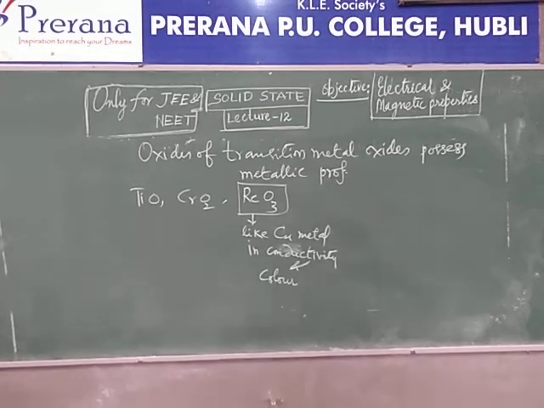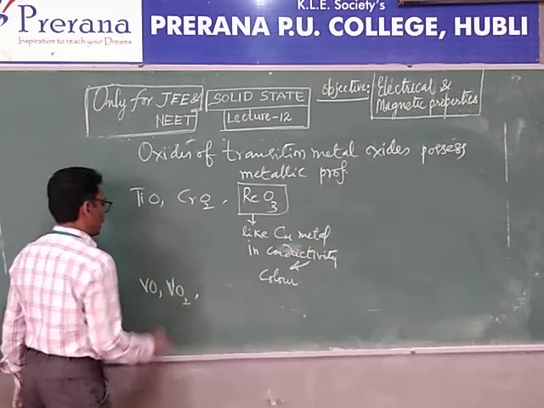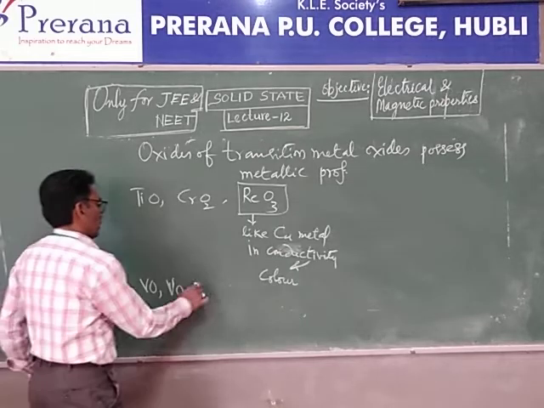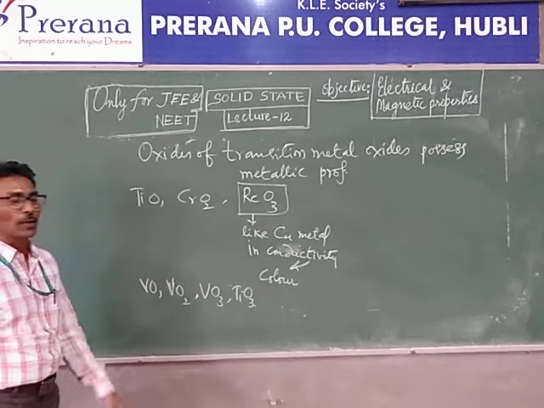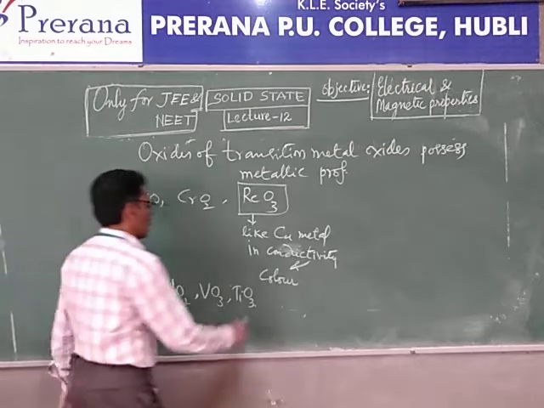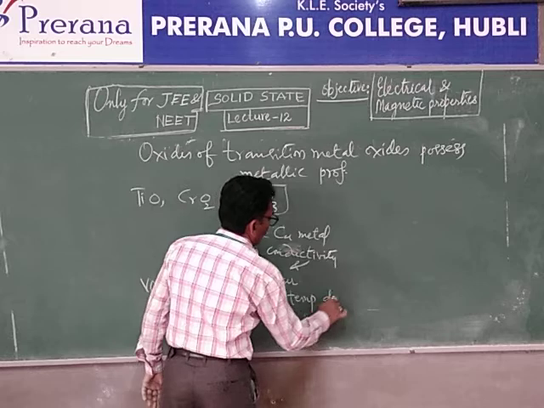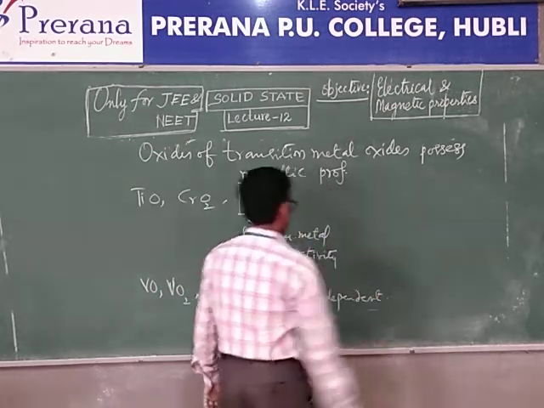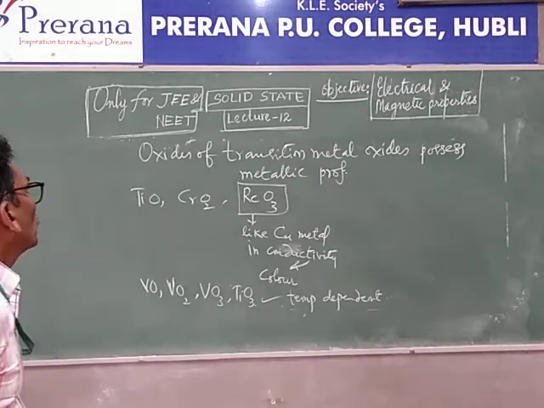And some other combinations are VO2, vanadium monoxide, vanadium dioxide, vanadium trioxide, titanium trioxide, as their properties depend on temperature. At low temperature insulators, at high temperature semiconductors, like that. These are temperature dependent conductors. Their conductance depends on temperature. This is about electrical properties.